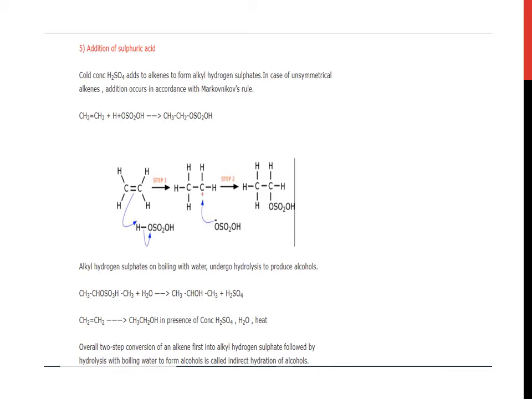All alkyl hydrogen sulfates on boiling with water undergo hydrolysis to produce alcohols. For example, CH2=CH2 in presence of concentrated sulfuric acid and water upon boiling gives CH3CH2OH. The overall two-step conversion of an alkene first into alkyl hydrogen sulfate followed by hydrolysis with boiling water to form alcohol is called indirect hydration of alkenes.